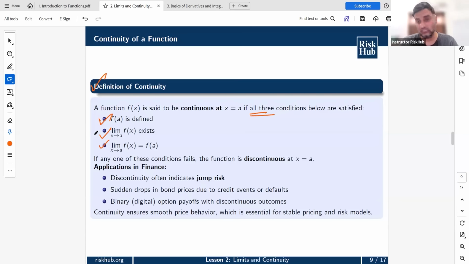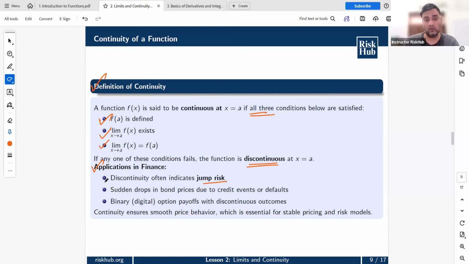If all three conditions hold, the function is continuous. When does discontinuity occur? If any one condition fails, the function becomes discontinuous. This means the graph has a jump, a hole, or a vertical break. And if you look at applications in finance, what you need to understand is that there is jump risk, right? What is jump risk? In real markets, prices sometimes jump suddenly. For example, a major news announcement, a central bank decision, a geopolitical shock. These create price discontinuity. Models that assume continuous prices may fail in such conditions, right?